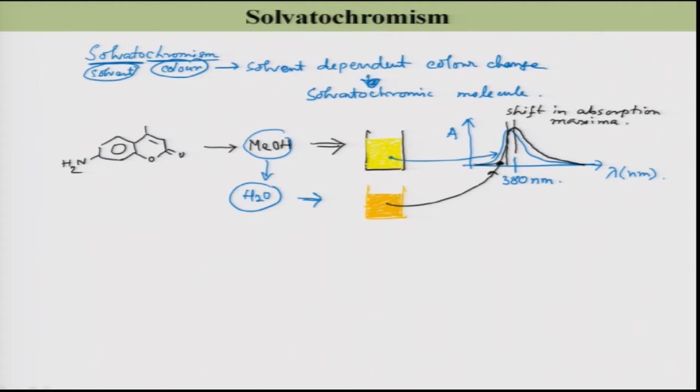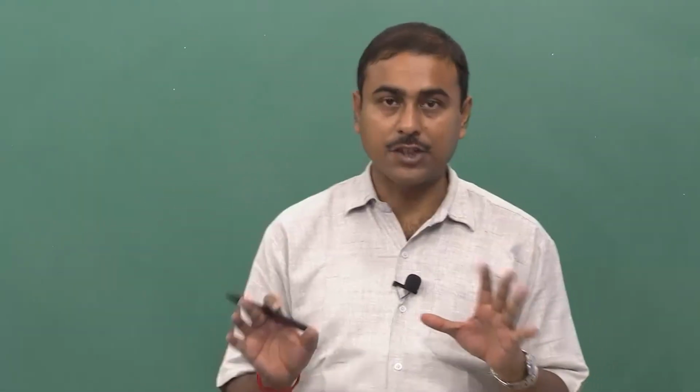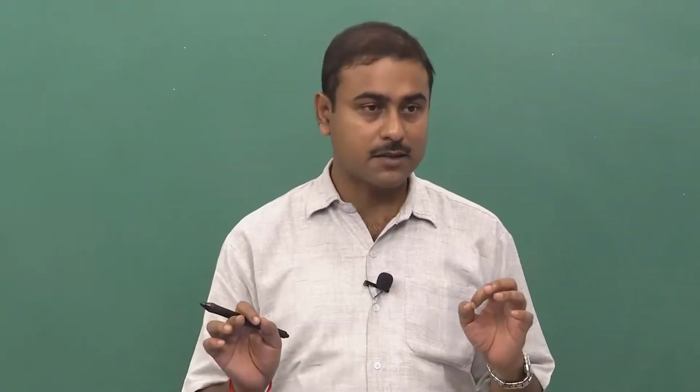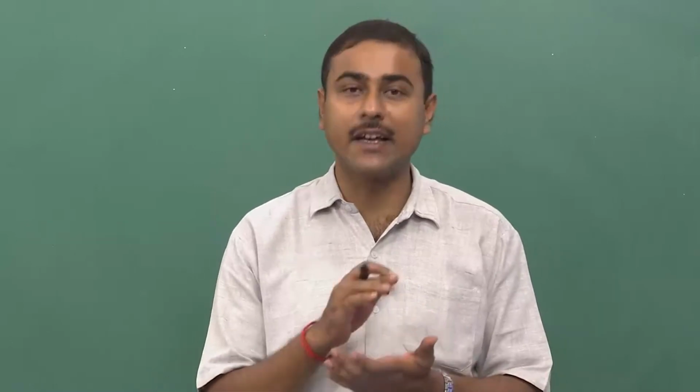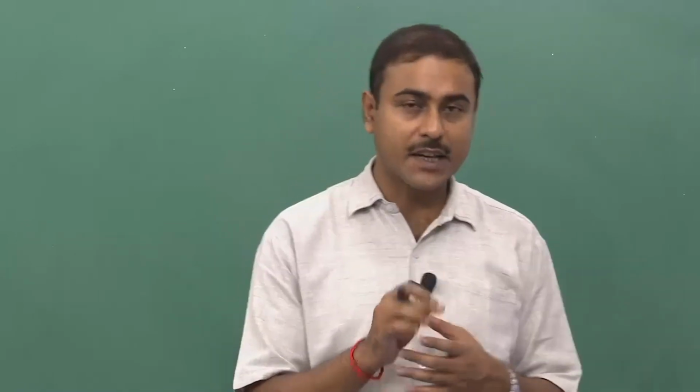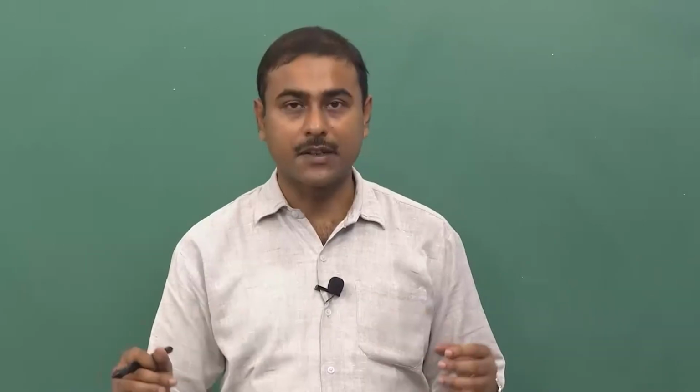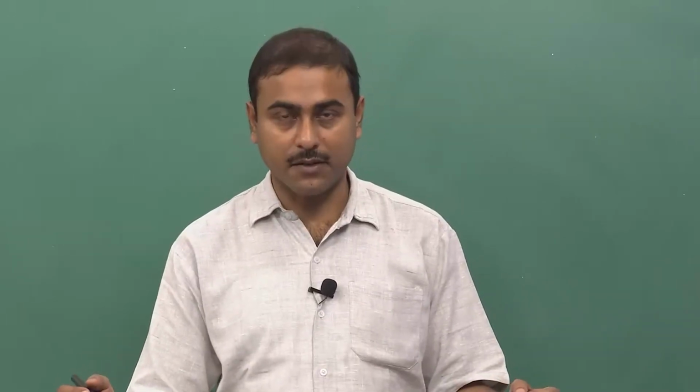So, there is a shift in the absorption maxima, and this shift can be further studied to understand why such a change in color takes place for typical solvatochromic molecules, right. And it has been noticed that there are two different types of shift in the color. The first kind is that when we increase the polarity, there is a red shift in the absorption maxima, right.